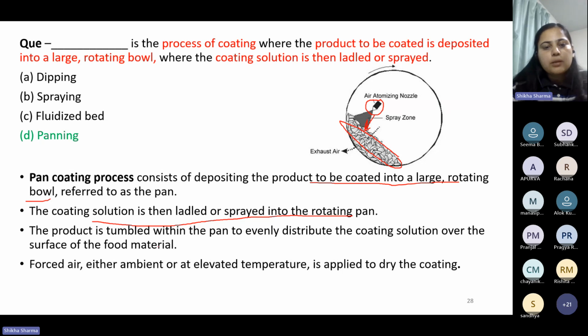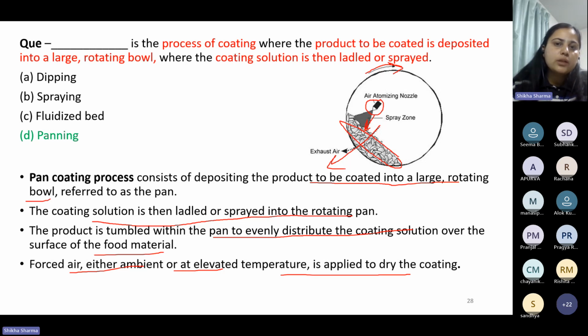The product is tumbled within the pan to evenly distribute the coating solution over the surface of the food material. This pan will continuously rotate for uniform coating, and forced air, either ambient or at elevated temperature, is applied to dry the coating. So here there will be exhaust gas which will dry the coating material. So this is panning, option D.